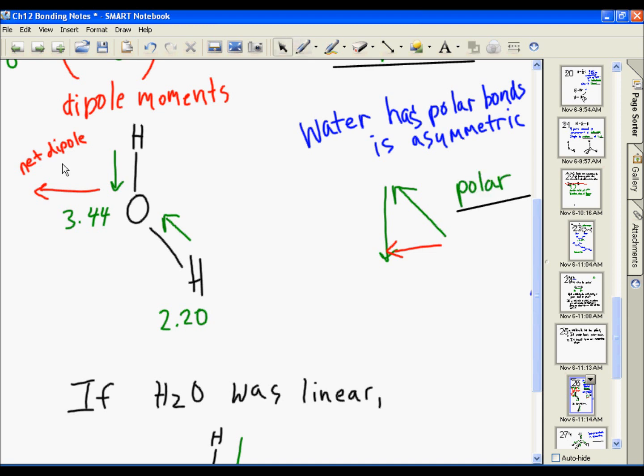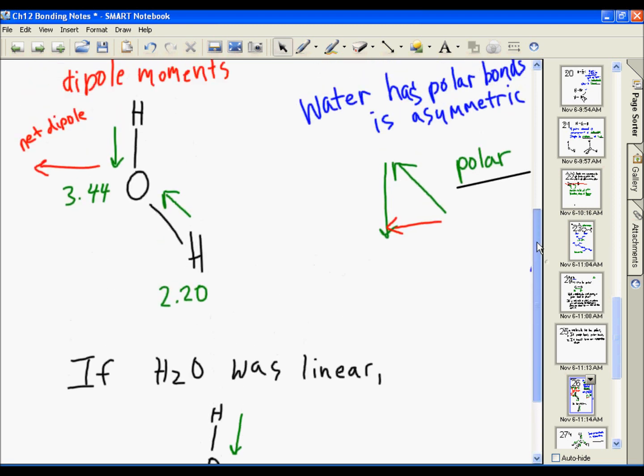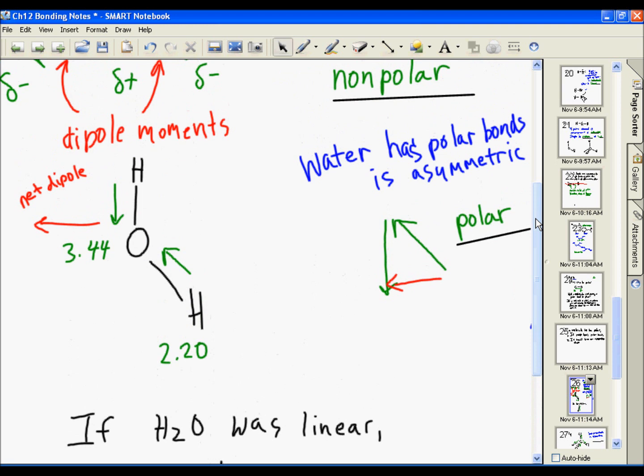However, if water was linear, it's not, it's a V-shape, but if water was linear, the dipole moments would line up like this, and they would cancel out because they'd line up exactly opposite each other. So if H2O was linear, it would be nonpolar. But it's not. Because it's a V-shape and it's asymmetric, it's polar.